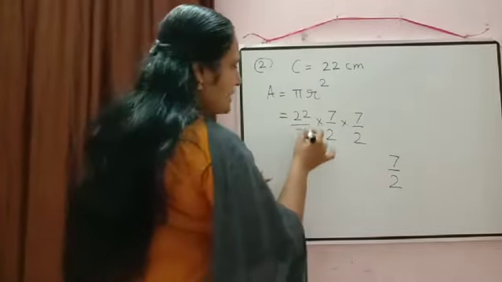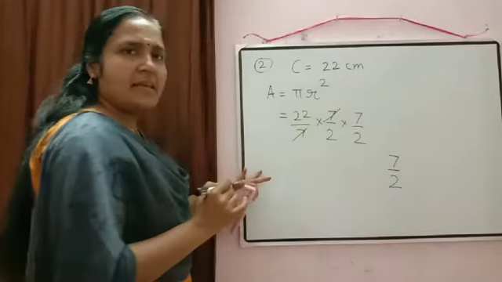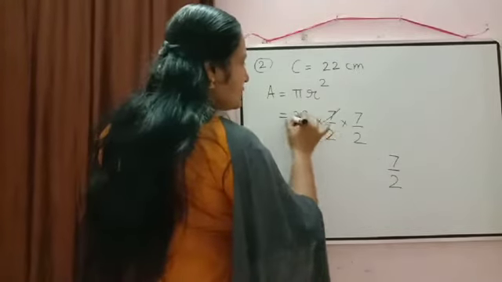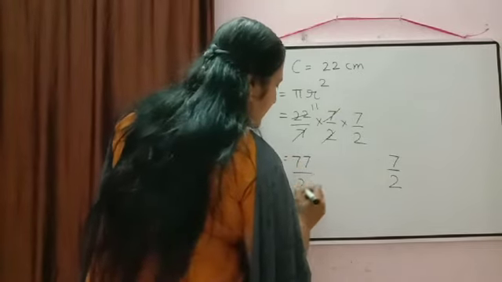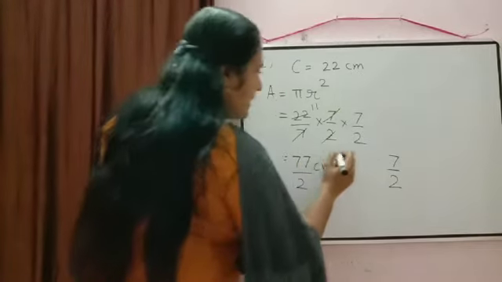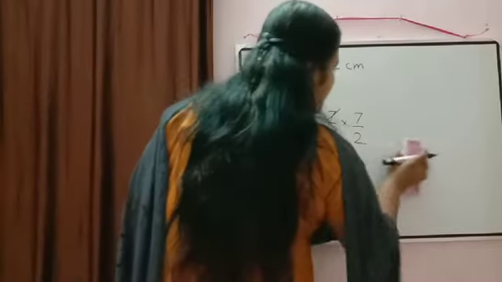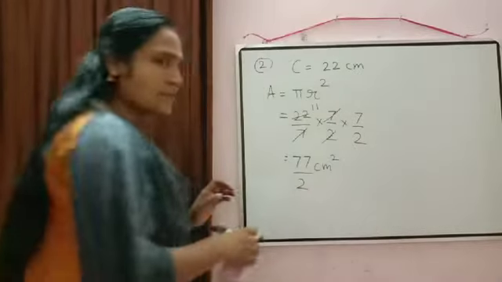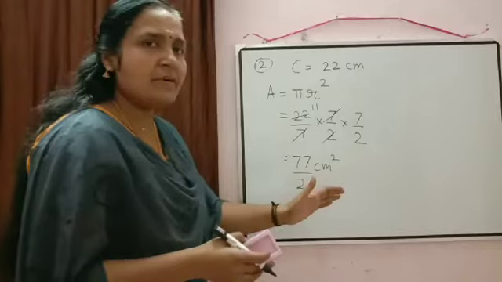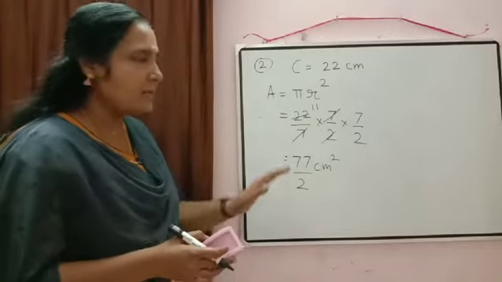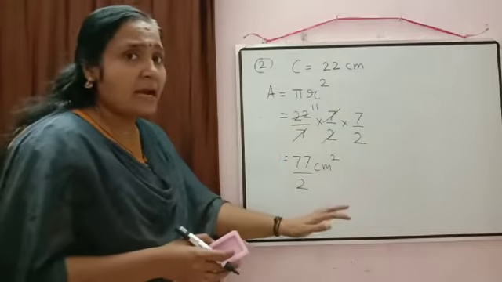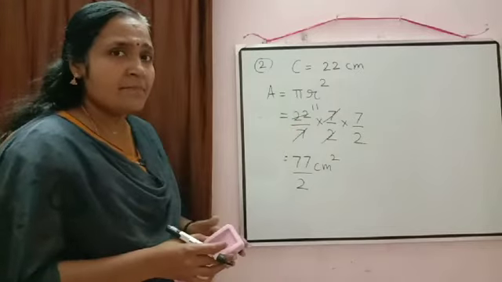Whatever things will get cancelled, you can cancel it. 7 and 7 will get cancelled. These two also we can cancel. So it will be equal to 77 by 2 centimeter square. Now your answer, either you can write in fraction or if you want to convert to decimal, you can do. That depends on you only, your choice only. But then the conversion should be correct only. There should not be any mistake there.